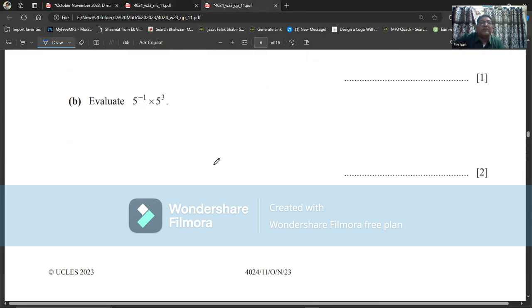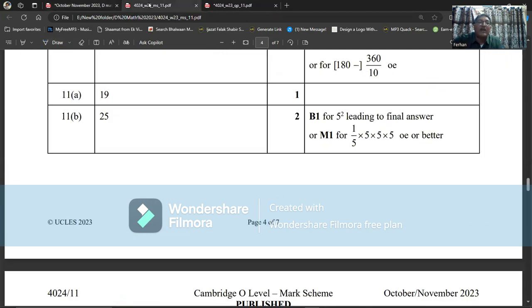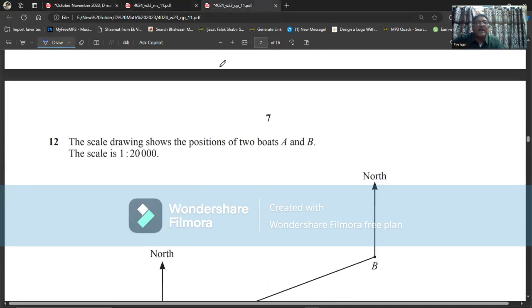Question number 11, B part. We have evaluate 5 raised to the power minus 1 multiplied by 5 raised to the power 3. If your power is negative, you take it downstairs and the power becomes positive. So we will have 1 by 5 multiplied by 5 cubed, which means 5 times 5 times 5. 5 fives are 25, 25 fives are 125. So this 5 and this 125 can be cancelled with each other and you will have 25. So the answer is 25. Our answer is right. Okay, we are going to the next question.